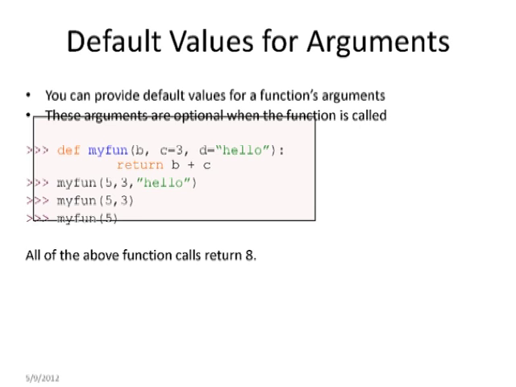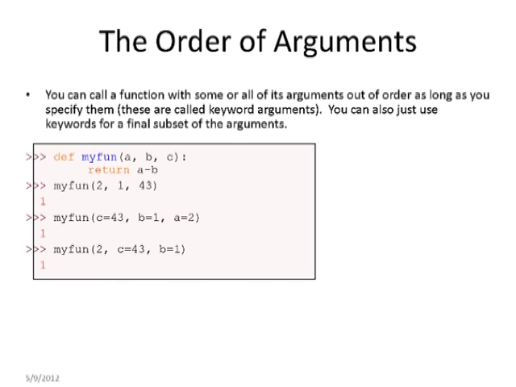Default values you can assign while defining a function, like c equal to 3. If you don't give the argument, it will by default take 3. It won't give an error that it should have 3 arguments. Also, while calling the function, you can use the variable name and assign it and pass it that way. It works in C also.